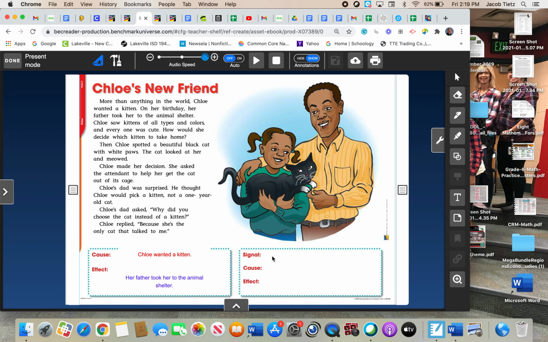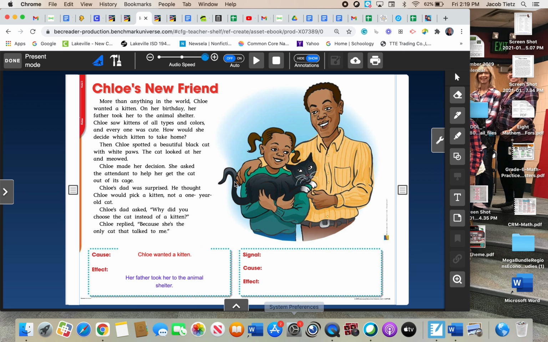The action of them going to the animal shelter, you don't just go there for fun to make fun of the cats that don't have homes. There's nothing like that, or dogs. There's a reason why you do that. So they went to the animal shelter because the very first sentence tells us Chloe wanted a kitten.